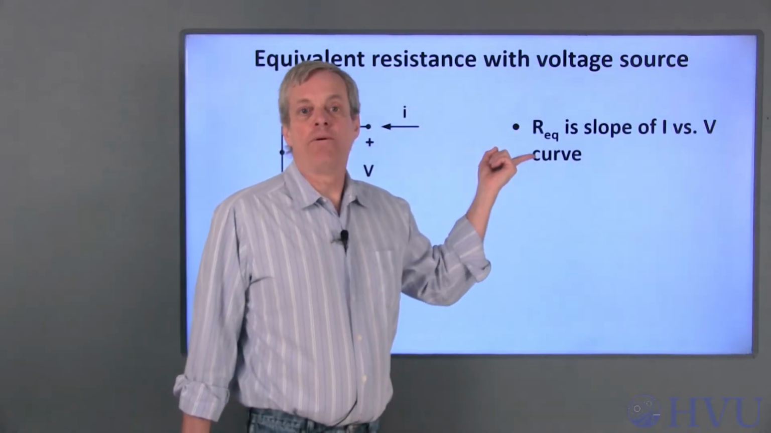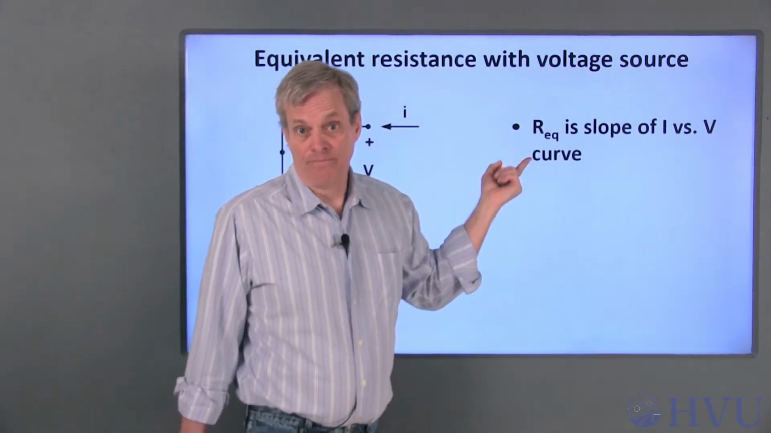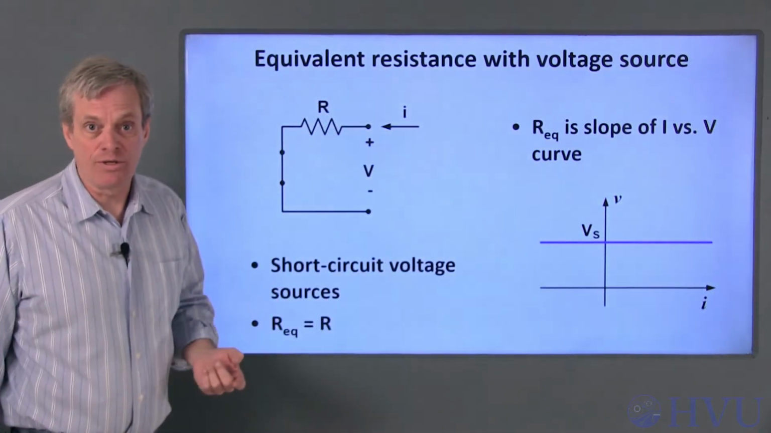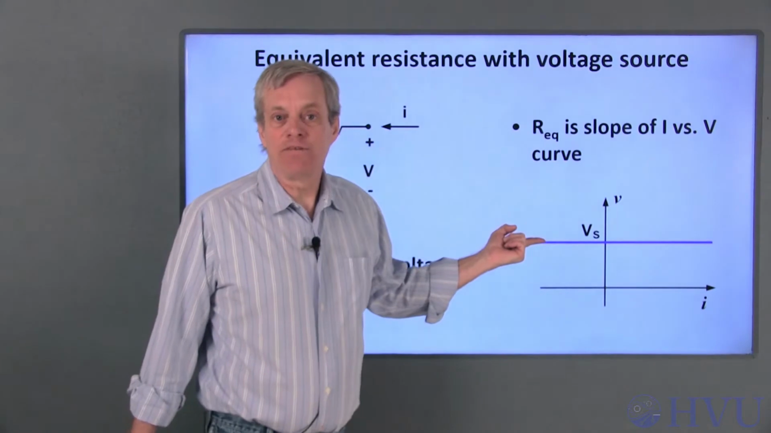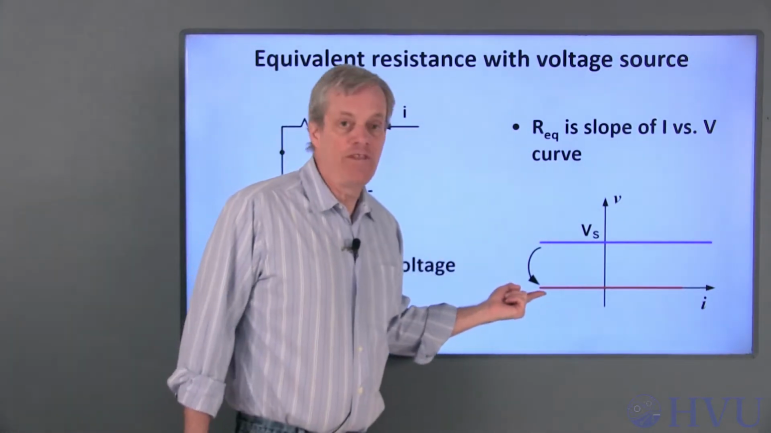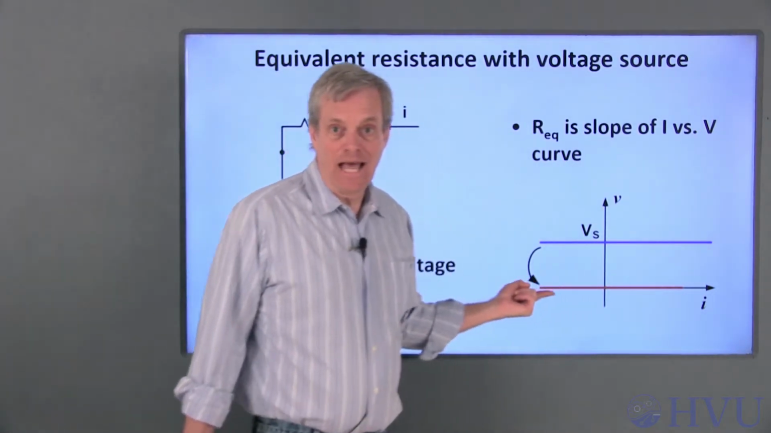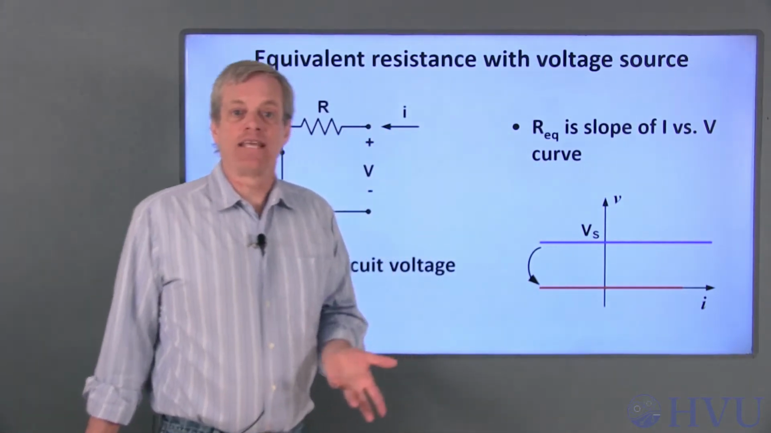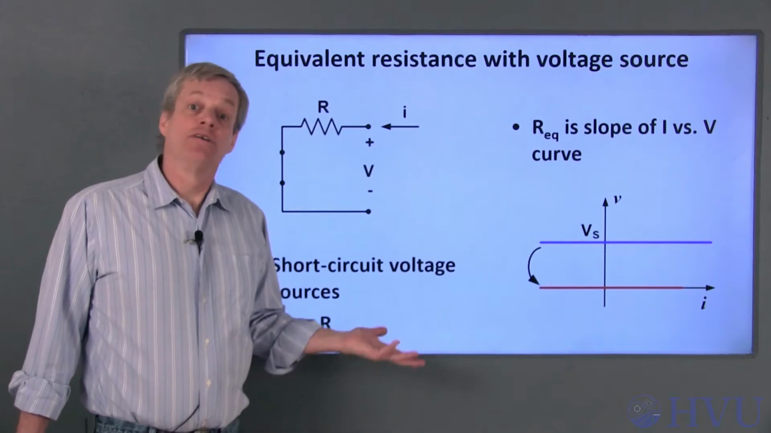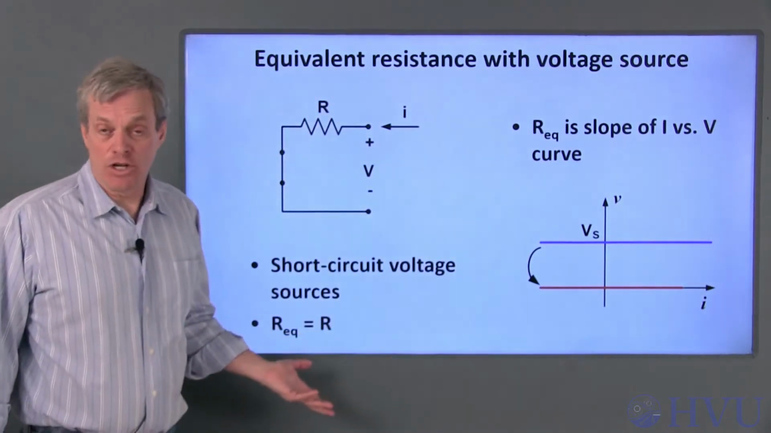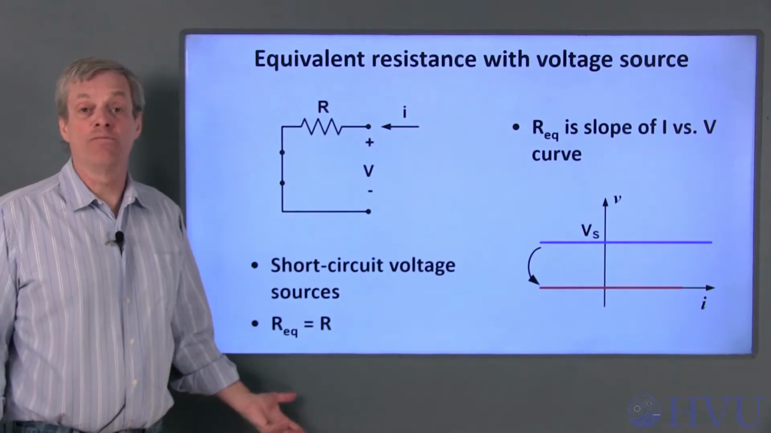Resistance is the slope of the voltage versus current curve. This is the voltage current curve for an ideal voltage source. If we retain the same slope of the curve but remove the offset, the voltage due to the voltage source, we get this line. This line is the same as that for a short circuit. So replacing the voltage source with a short circuit retains the same slope or resistance and just removes the offset.